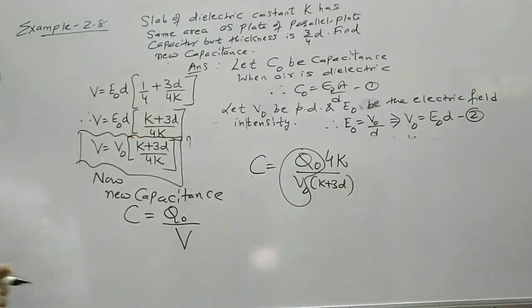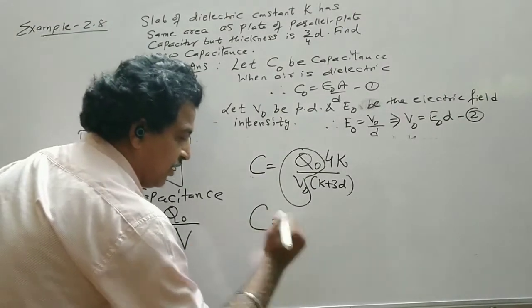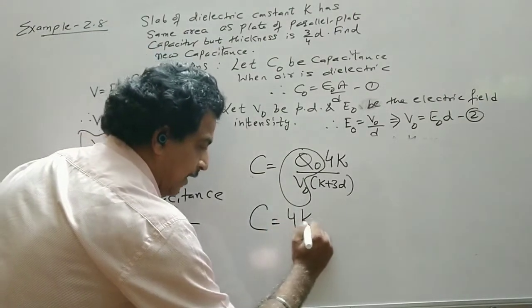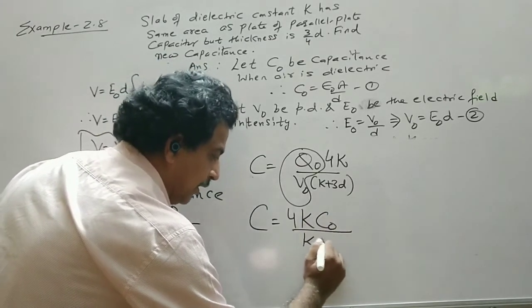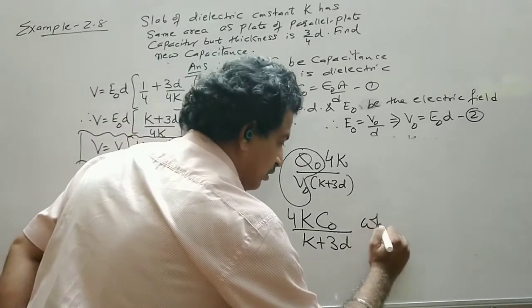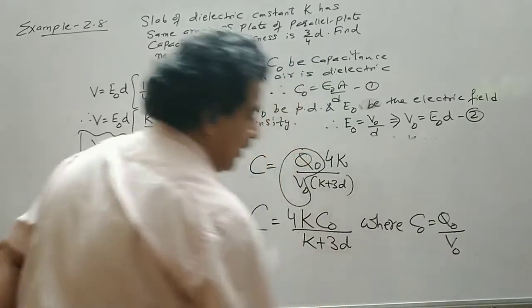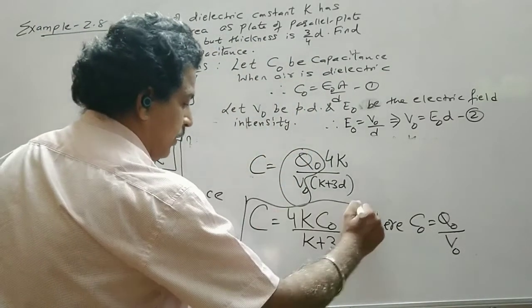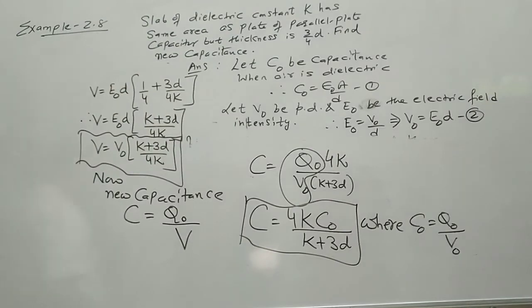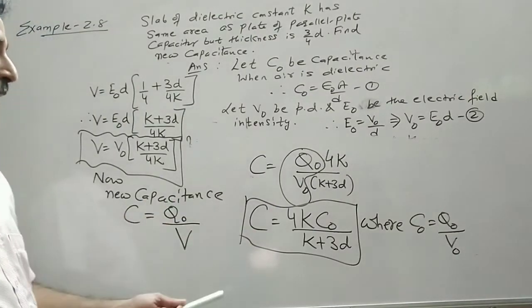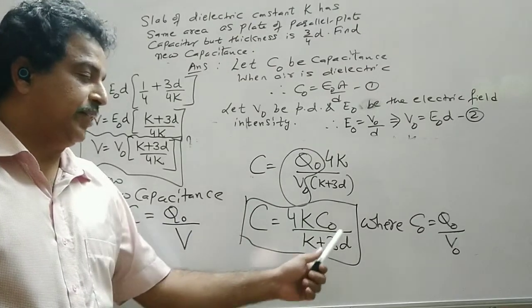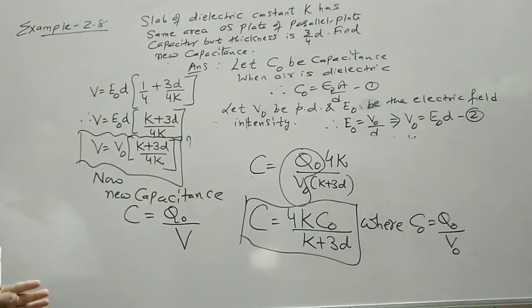Now this is our C naught, that is the initial capacitance when air is the dielectric. So I can write C is equal to 4K C naught upon K plus 3, where C naught is equal to Q naught upon V naught, which remains unchanged. So the new capacitance, as you see, in the situation when the entire plate was filled with the dielectric, the capacitance becomes K times. Now here it becomes 4K upon K plus 3 times C naught.